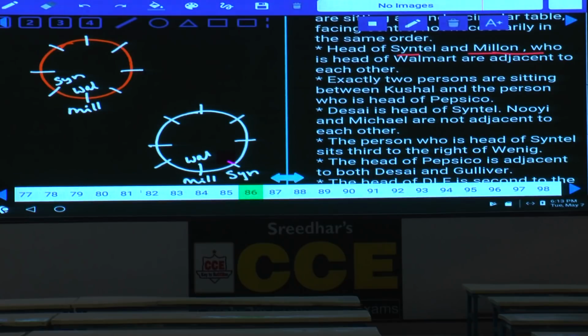And Desai is head of Sintel. Now the information clearly given, Desai is the head of Sintel. Here also, Desai is the head of Sintel. Now this is Sintel. And who is that person here? Desai. Now Desai is the head of Sintel. Nui and Michael are not adjacent to each other.